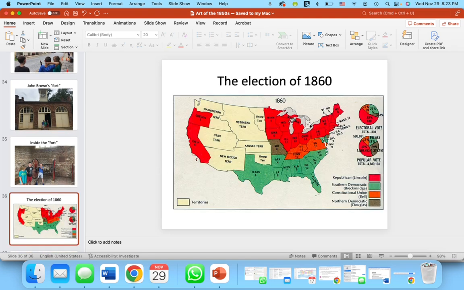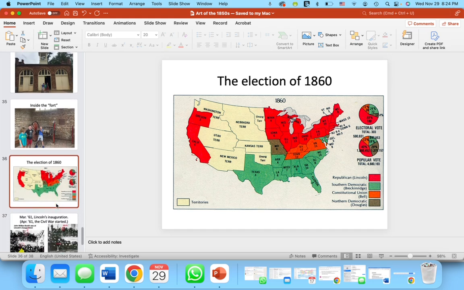Okay, the next thing that happens the next year is election of 1860. And the Democrats basically run two different people, one guy for the Southern Democrats, one guy for the Northern Democrats. That splits the Democratic vote, and Lincoln comes in and sweeps the North.